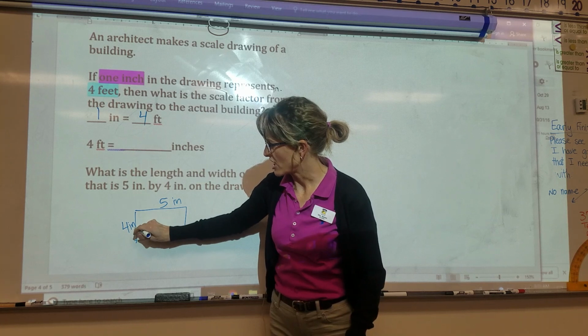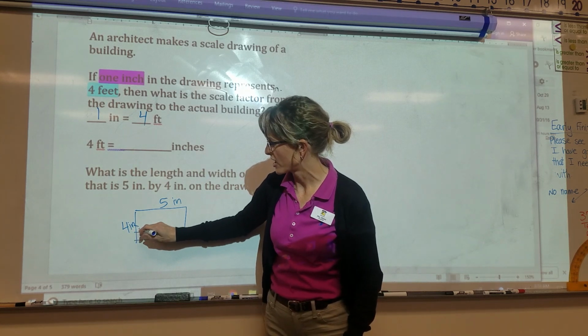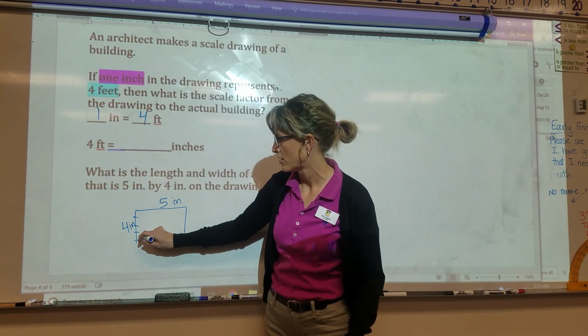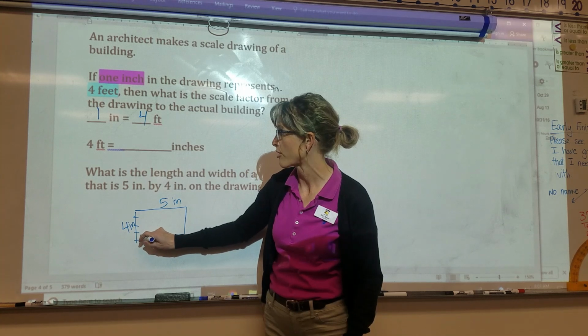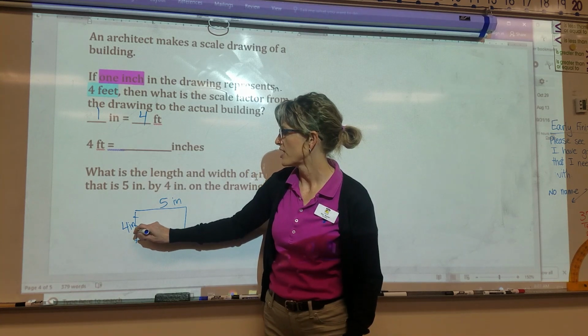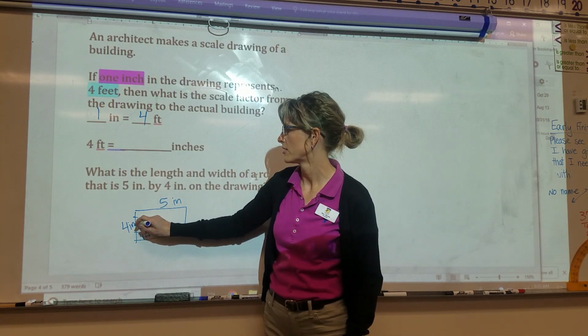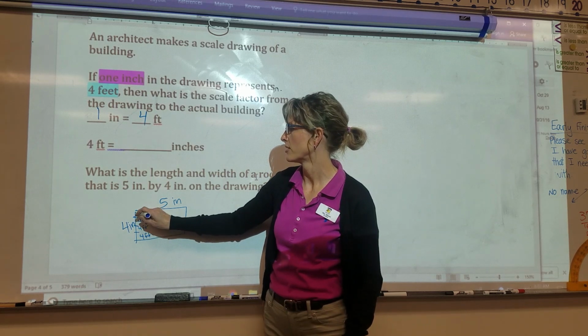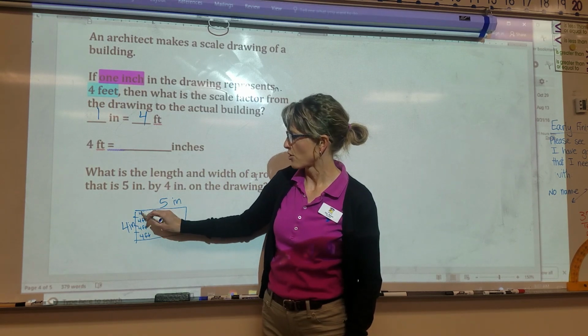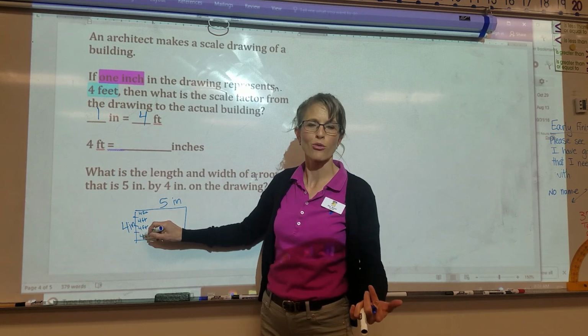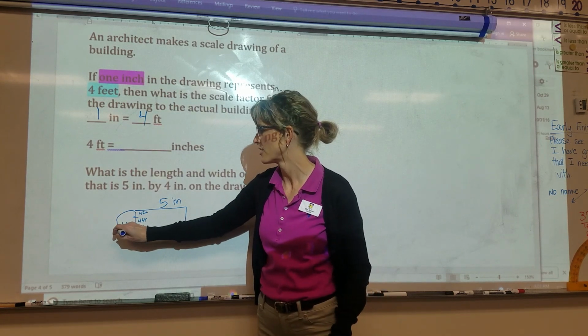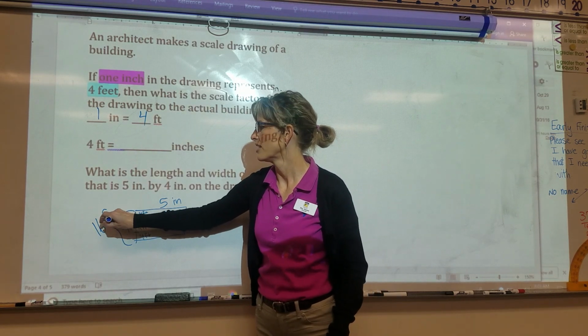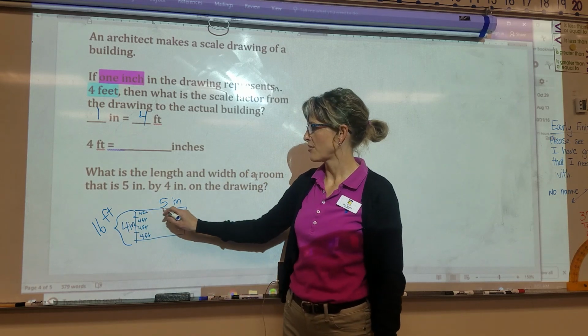Take each inch. If this side has 4 inches, I'm going to divide it up into inches. This inch represents 4 feet, this inch represents 4 feet, this one represents 4 feet, and this one represents 4 feet. Altogether, I have 4 times 4, or 16 feet in real life.